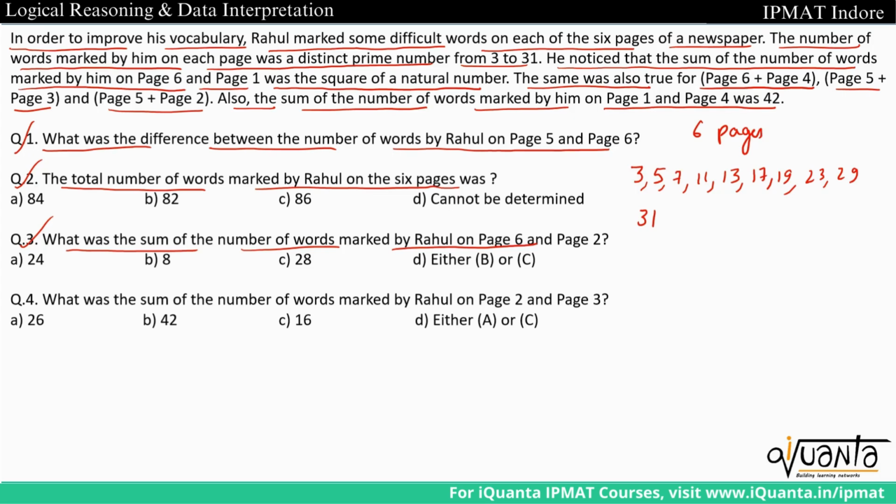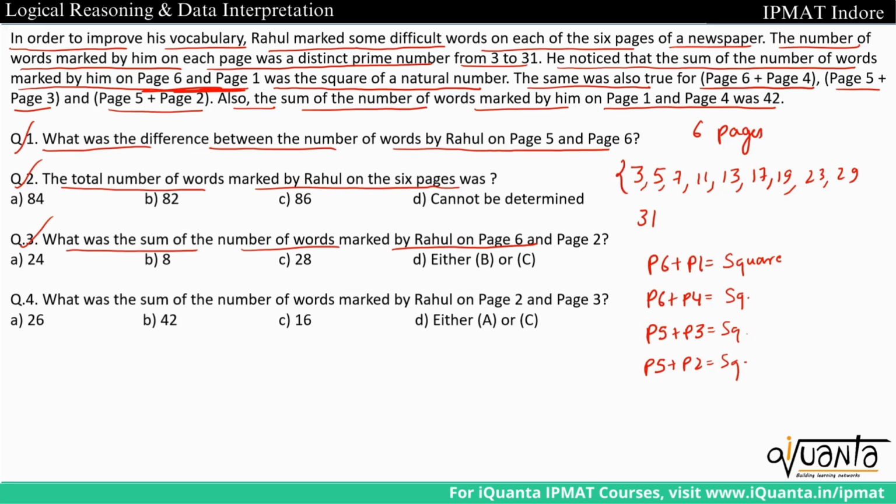Now he noticed that the sum of the number of words marked by him on page 6 and 1 was the square of a natural number. So page 6 and page 1 was a square. After that the same was true for page 6 and page 4, so that was also a square. Then page 5 and page 3 is also a square. After that page 5 and page 2, that was also a square.